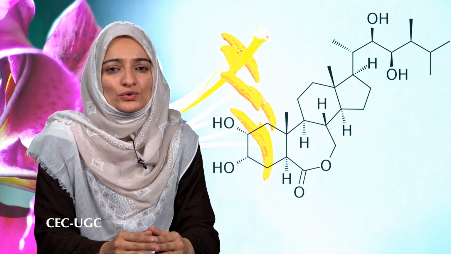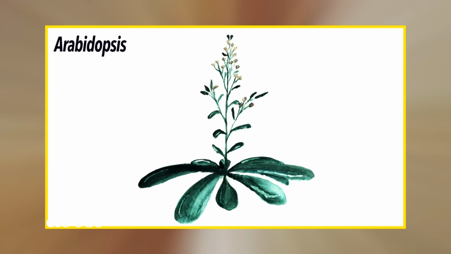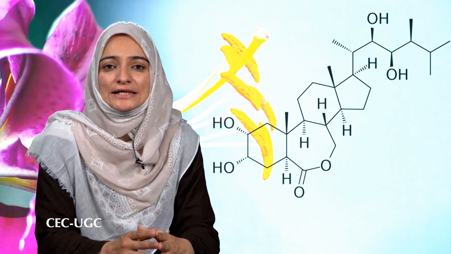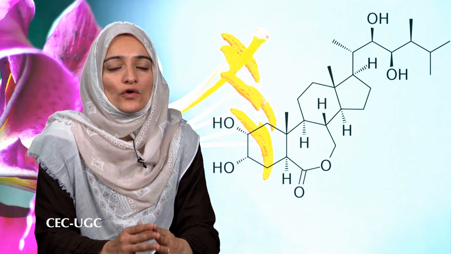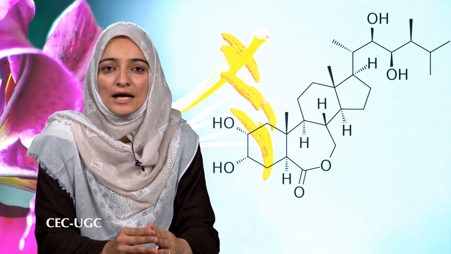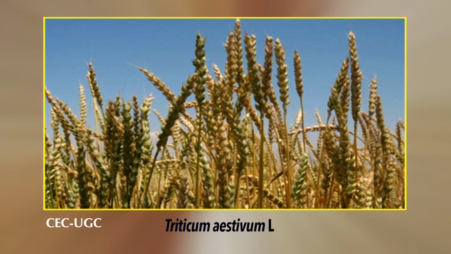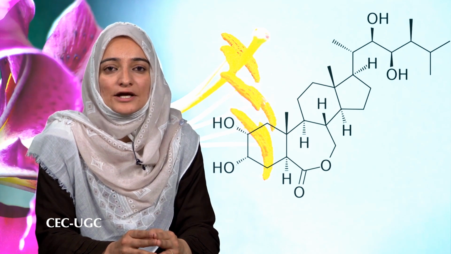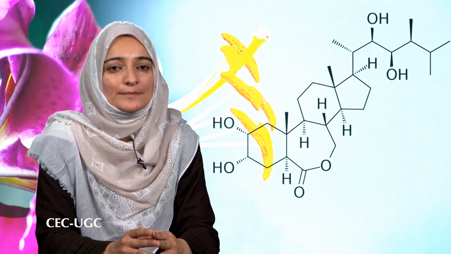24-epibrassinolide can substitute for cytokinin in the culture of Arabidopsis callus and suspension cells, and a particular cyclin gene, CYCD3, was upregulated. The mitotic rate increased in roots of wheat after treatment with 24-epibrassinolide, and the hexaploid Triticum aestivum was the most sensitive. Volumes of nucleoli were also increased and the effects of cytokinin were similar.